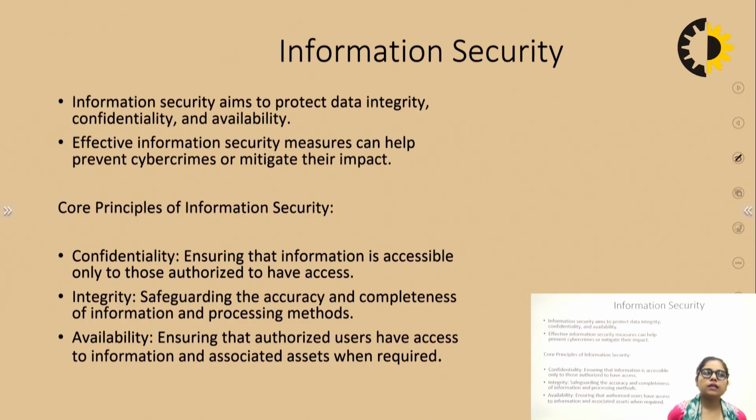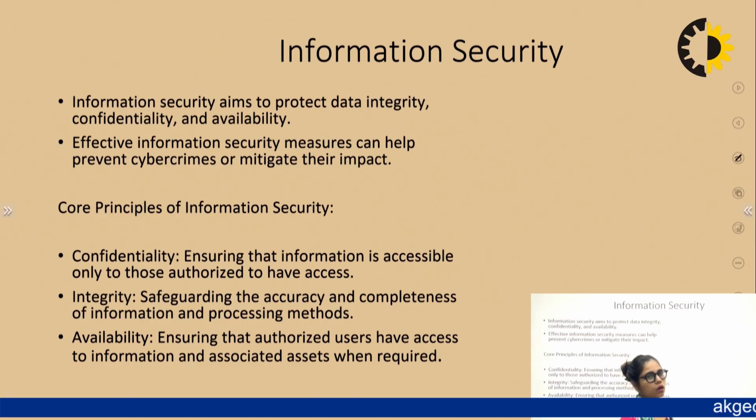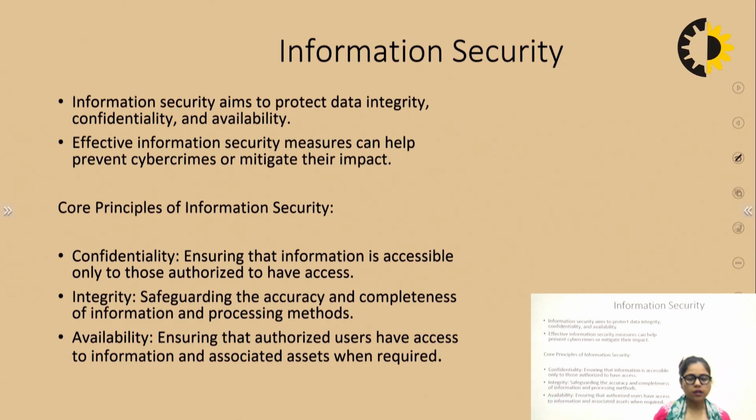Effective information security measures can help prevent cyber crimes or mitigate their impact. Now, what is the core principle of information security? Confidentiality, integrity, and availability. Confidentiality is basically ensuring that the information is accessible only to those authorized to have access. Basically, only the actual users can access that particular information.